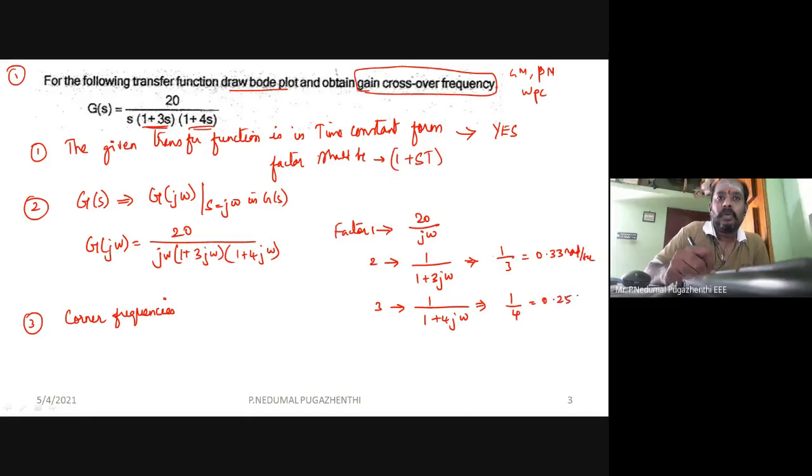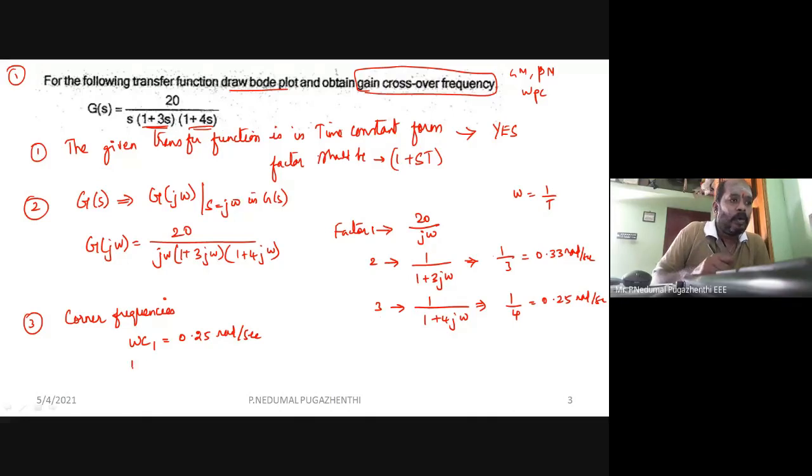1 by 4 is 0.25 radians per second, because omega is equal to 1 by T. Okay, the time constant is 3 and 4, so I will get this value. Based on the value, I will choose my first corner frequency. What is my first corner frequency? It should be very low. So omega c1 is equal to 0.25 radians per second. It is obtained from my third factor, 1 by 1 plus 4 j omega.